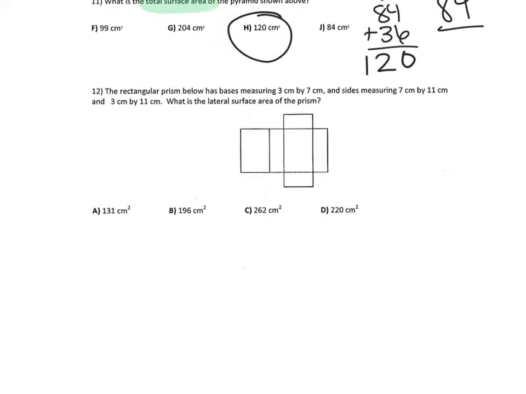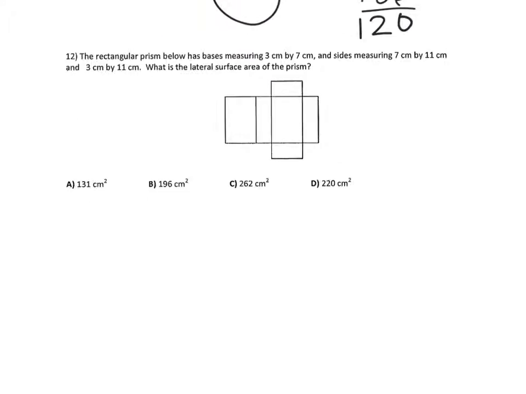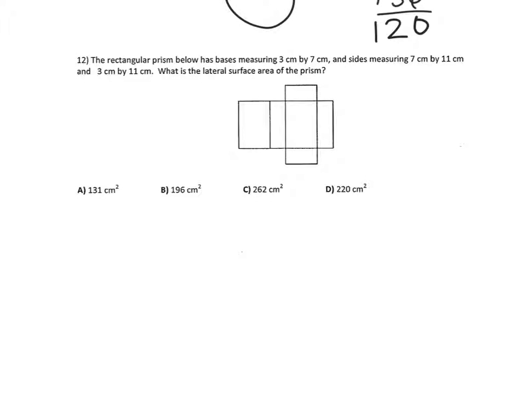Okay, almost done. I think there's 3 more. So number 12, the rectangular prism below has bases measuring 3 by 7, sides measuring 7 by 11, and 3 by 11. What's the lateral surface area of the prism?